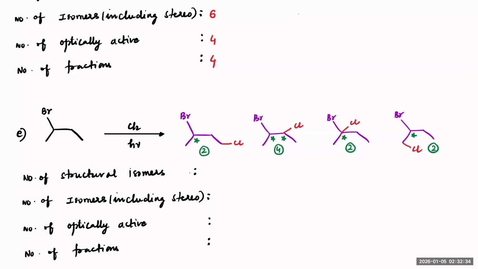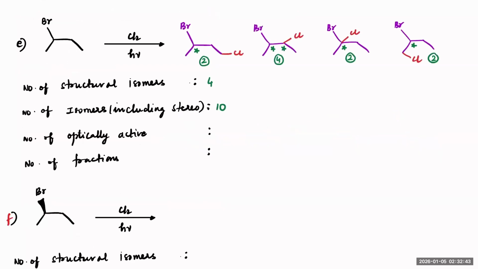Okay. So structurally there are only 4, but including stereo, if you notice, in total we got 10 different isomers. Optically active, all of them. Fractions, very important, everybody. Out of these four, you will count it as only two because these four are basically two enantiomeric pairs. So one pair, two pairs can be separated, but within the pair we cannot separate. So two here, one, three, four, five. So total how many fractions we'll get? Five such fractions we can get.